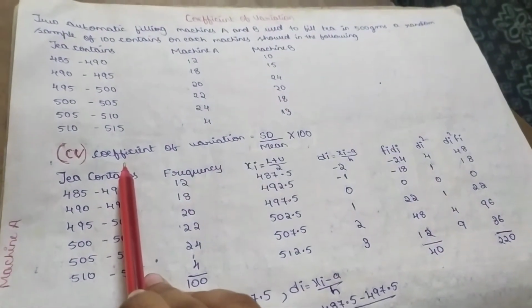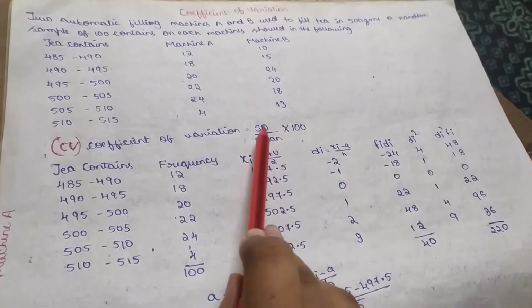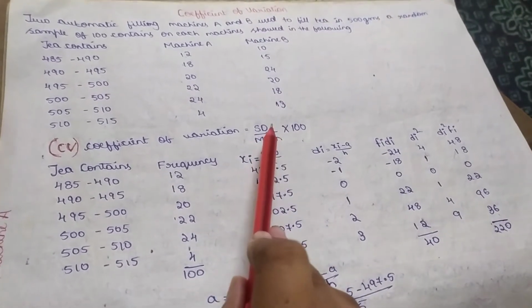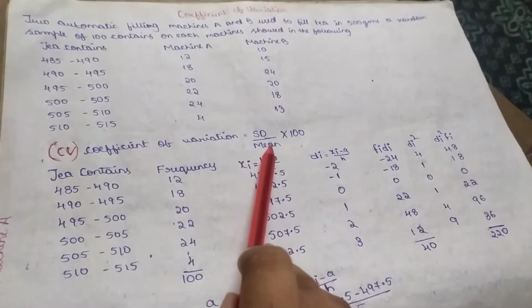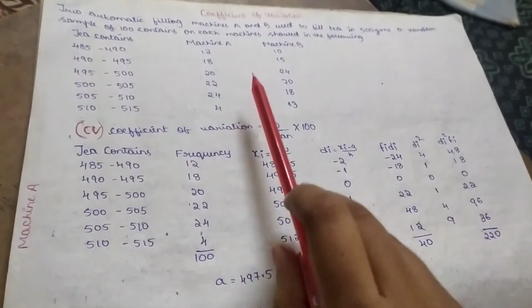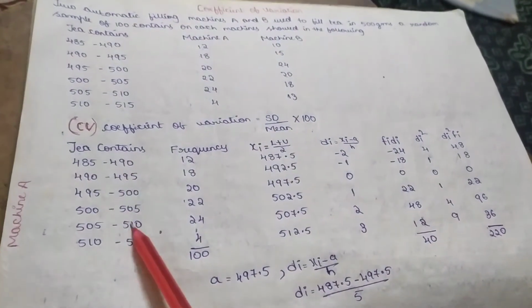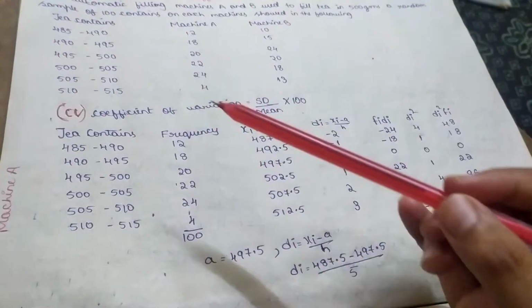So what is the formula for coefficient of variation? It means SD by mean into 100. So you have to find out the SD and the mean. You have to substitute the values of SD and mean in this formula, then you'll get the CV answer. First we are finding it for machine A: tea contents and then the frequencies of machine A, all values.